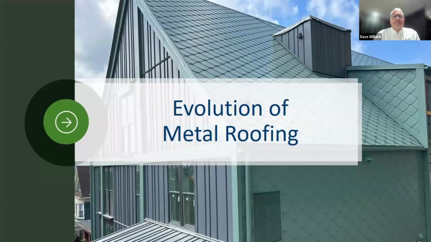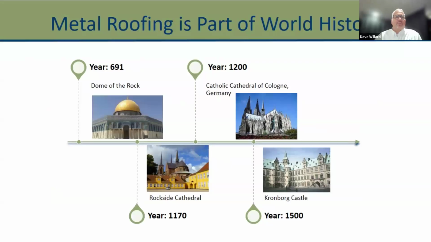So the evolution of metal roofing goes way back, starts way back in history. It's always funny, sometimes people will ask if this is a new technology. I actually did have somebody ask me, well, is metal roofing new? And it's not. The Dome of the Rock in Jerusalem, in 970 BC, was one of the earliest traces of using metal on a roof. The Catholic Cathedral of Cologne in Germany back in 1200 uses metal. The Kronborg Castle in the 1500s, and of course the Roskilde Cathedral in Denmark also used copper on their roof.